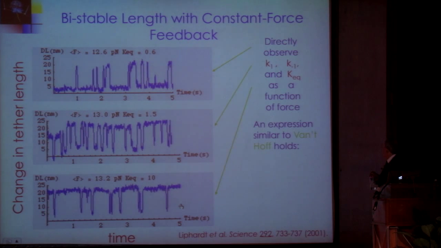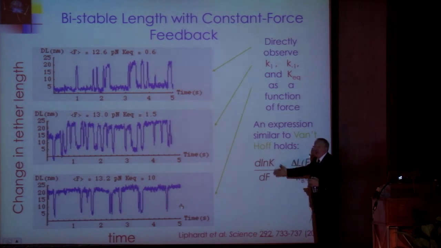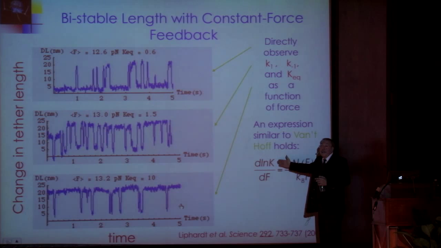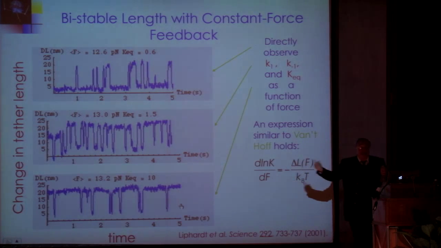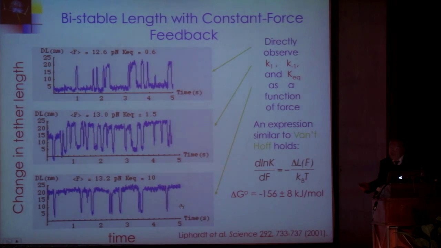So we show that an expression similar to van 't Hoff's equation exists, except that now it's not the temperature dependence of the equilibrium constant, but the force dependence of the equilibrium constant, which gives you the size of the molecule once it unfolds. And in fact, we determined that the free energy at zero force for this molecule is 156 kilojoules per mole, which is very close to the value predicted from the program called mFold. Okay? So we can get thermodynamics and we can get kinetics out of this type of unfolding or refolding process.